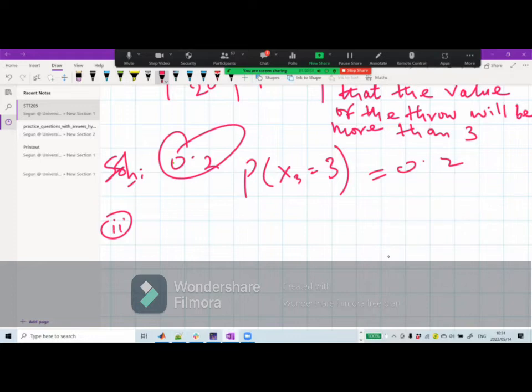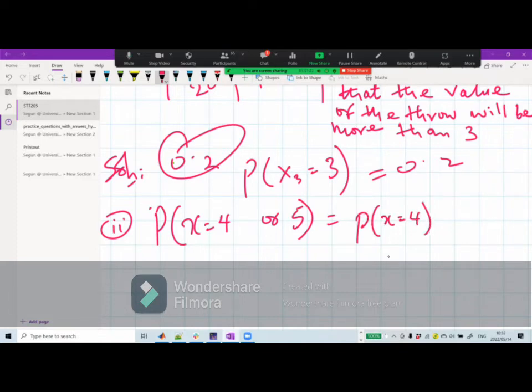Which one should we pick? 0.5? The question says what? What is the probability of getting X equals 4 or 5? 4 or 5. It simply means probability of 4 plus 5. Probability of X equals 4, or 5, which is the same thing as probability of X equals 4 plus probability of X equals 5. Remember last week when we were talking about OR, I said it's addition, right? Yes.